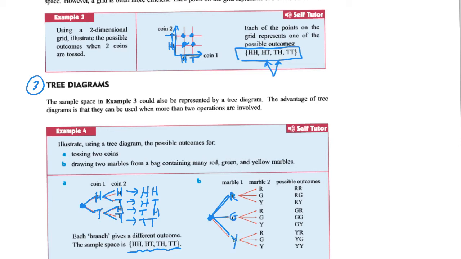And then following the first marble, we could follow up with marble 2: red, green, yellow, following the first green; red, green, yellow, following the first yellow; red, green, yellow, producing this list of outcomes.